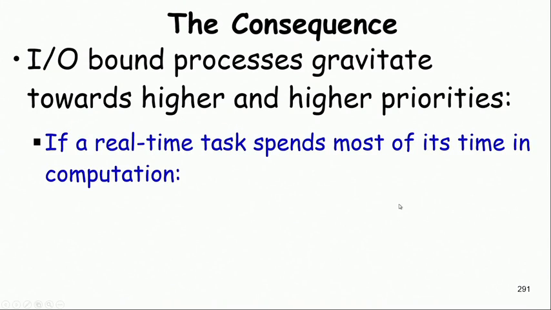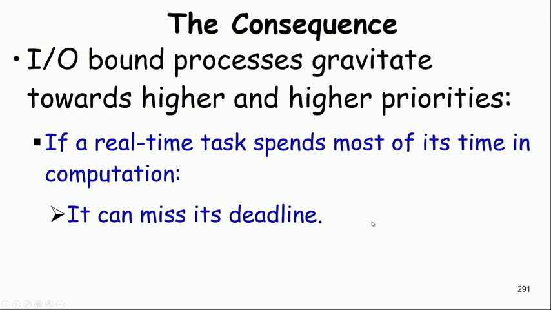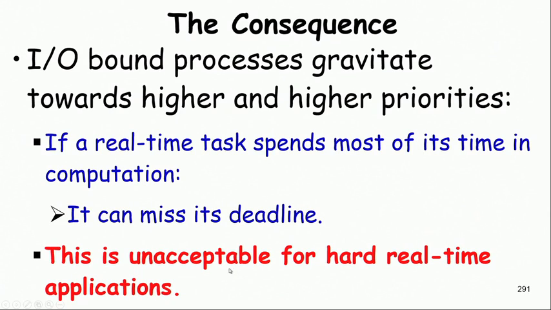The IO bound processes gravitate to higher and higher priorities, but if we are trying to use such an operating system in a real time situation and the critical task is doing its processing using CPU heavily, then its priority will keep on decreasing and it can miss its deadline, and this becomes unacceptable in hard real time applications. So, we just saw two major problems of Unix: non-preemptable kernel and dynamic priority levels.